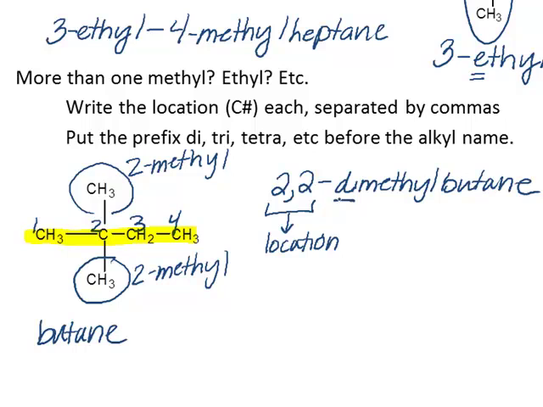I'm using the prefix di to indicate that there are two methyl groups. Many people find that these start to sound a little redundant. Why do we have to write the number 2 twice when we're also writing the word di? And the answer is, it's basically to ensure that there's absolutely no room for confusing two different molecules.